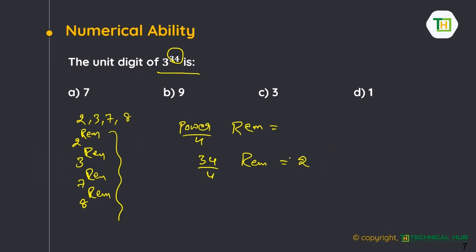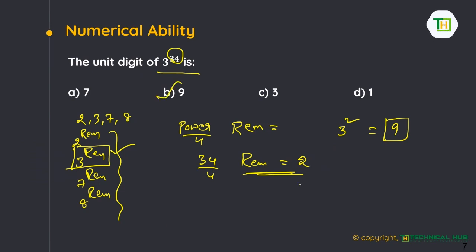The remainder is 2. Therefore, what is your required units place? As the number is ending with 3, it is 3 power remainder, that is the required units place. 3 power, what is the remainder you are getting? 2. Just substitute that 2 here. Remainder is equal to 2. 3 power 2 is equal to 9. That is the required units place.